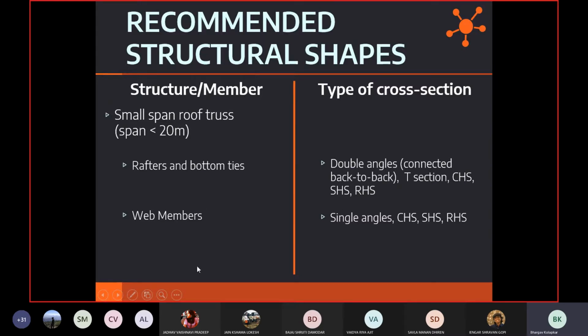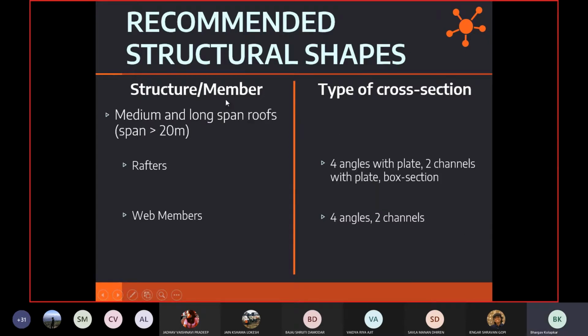And for the web members, like for the other chord members, you can use single angles and hollow sections. Then if it's a long span roof, instead of two angles for rafters, you can use four angles with a plate, or you can use two channels with a plate, box sections, and so on. And for web members, instead of single angles, you might use two angles, four angles, two channels, and so on.